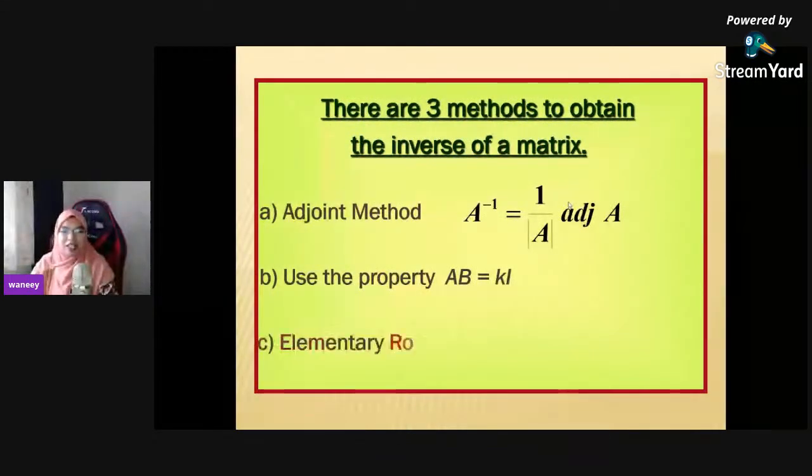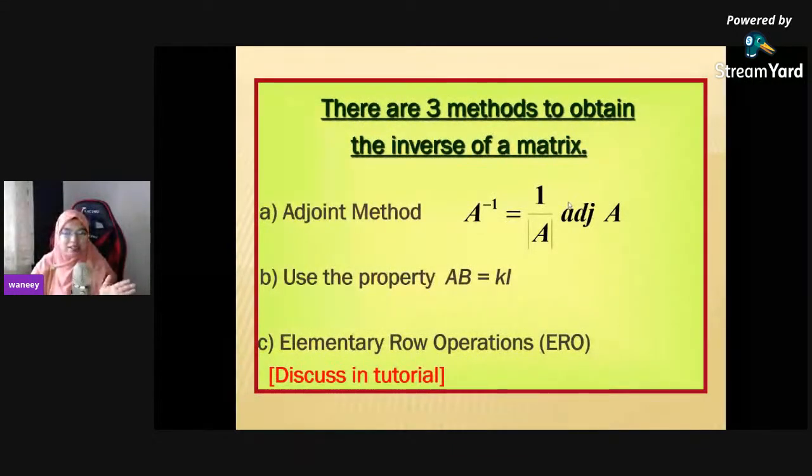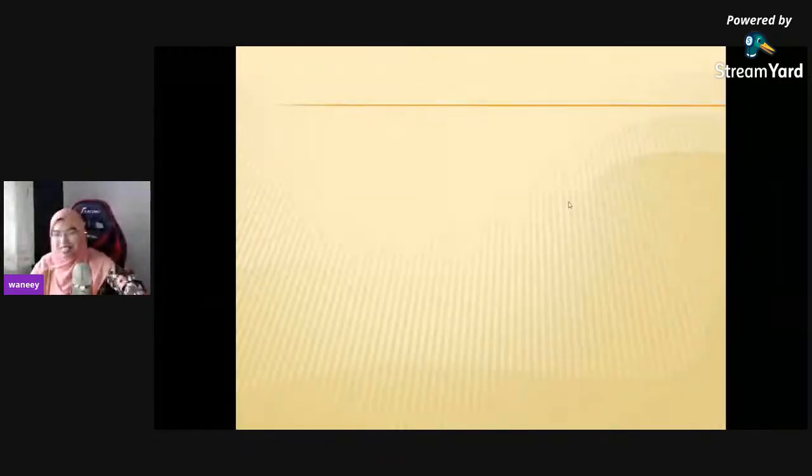The third method is by using the elementary row operation, ERO. However, the last one will be discussed in tutorial, so I won't discuss it in class or in lecture. I'll discuss it in tutorial.